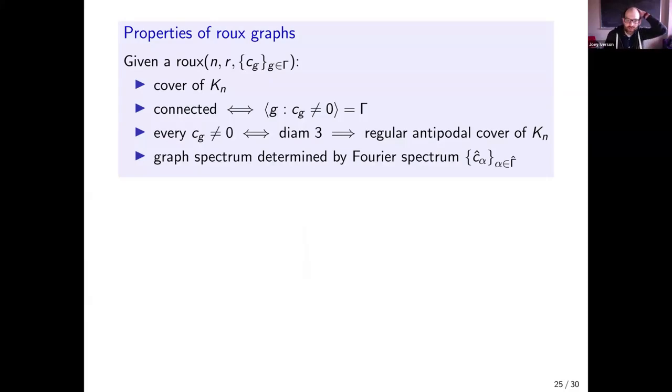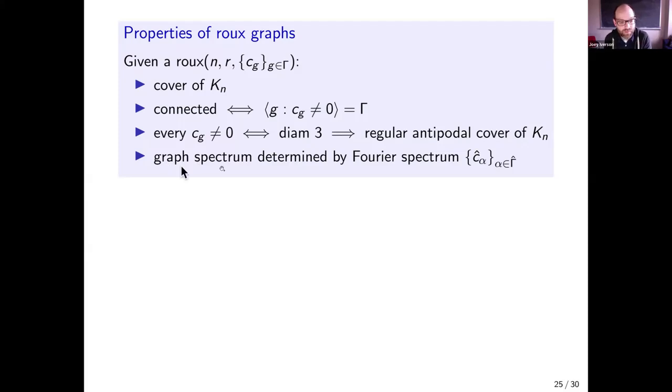Now the graphs, I know this is the algebraic graph theory seminar, so let me just mention some properties of them. The underlying graph will always be a cover of the complete graph. To say that that's a connected graph is the same thing as saying you look at the group generated by the parameters that were not zero. You want that to be the whole group. If all of the parameters are non-zero, that's equivalent to saying the diameter is 3, so then it'll be connected. And either one of these equivalent conditions implies that it's actually a regular antipodal cover of the complete graph, like every vertex has the same number of friends.